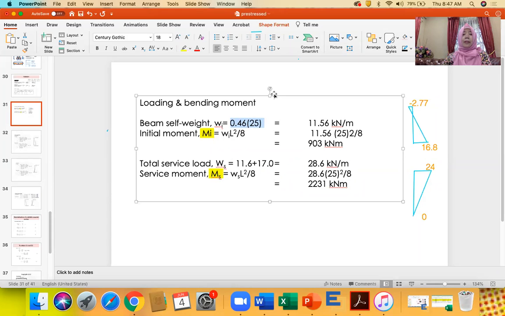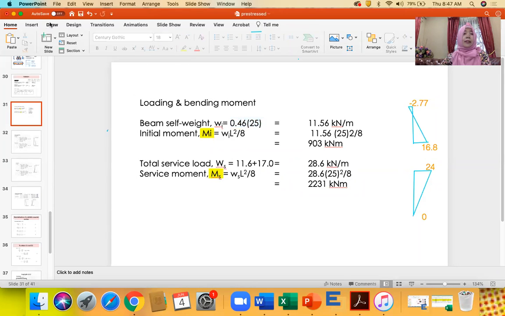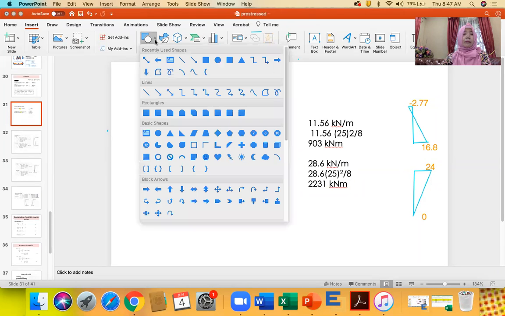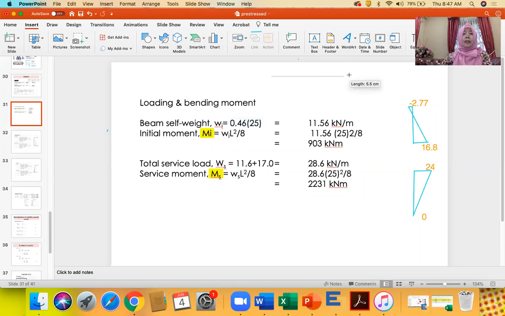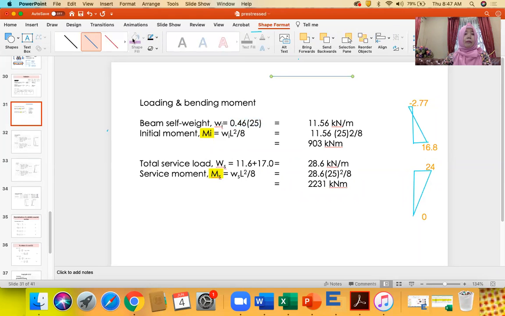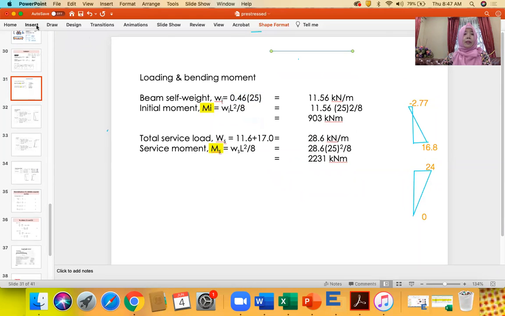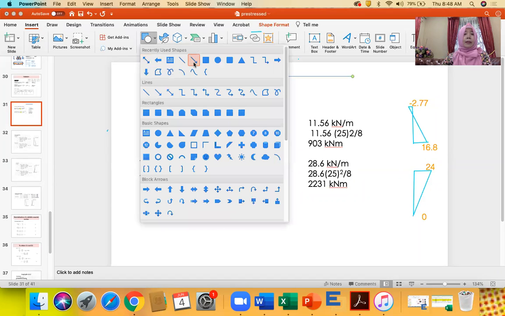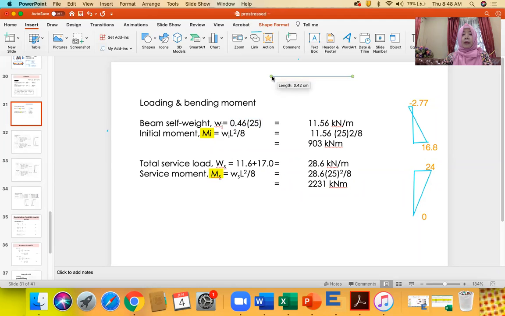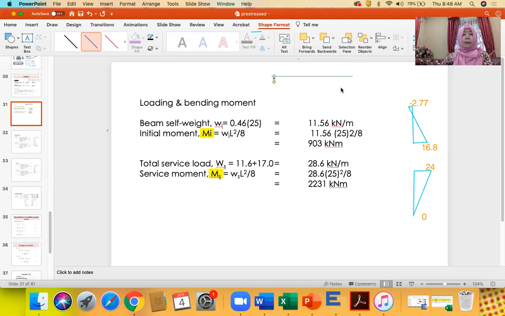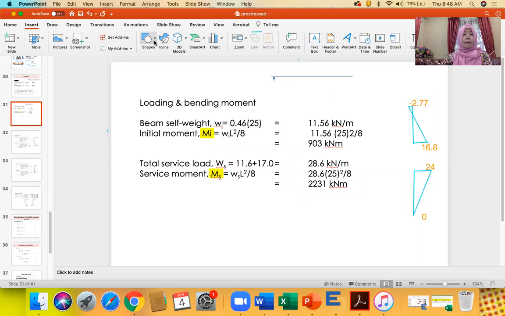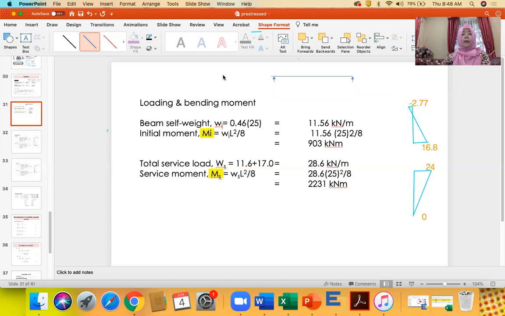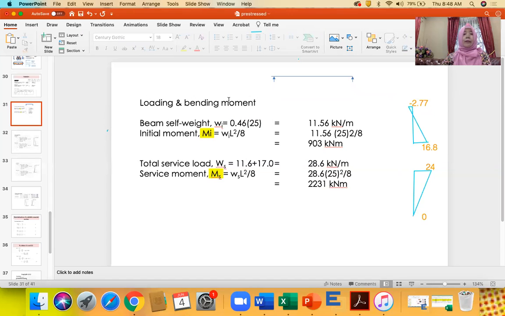Why using this formula? Because this is a simply supported beam. So we have moment WL square over 8 here.